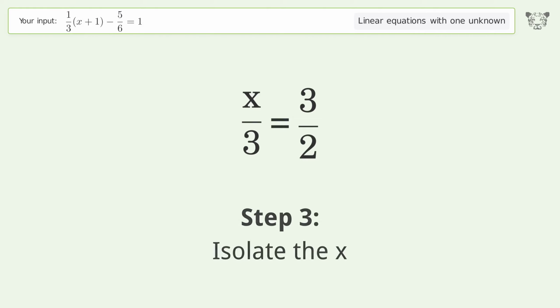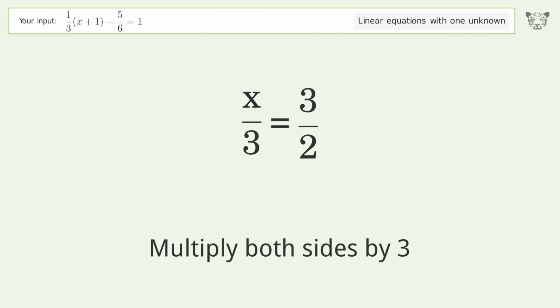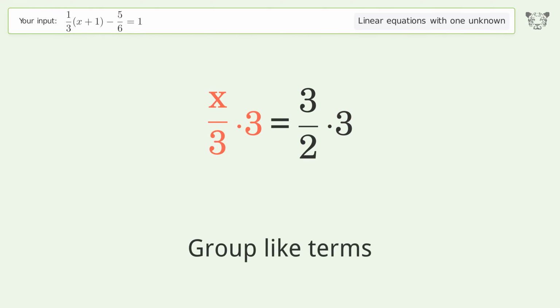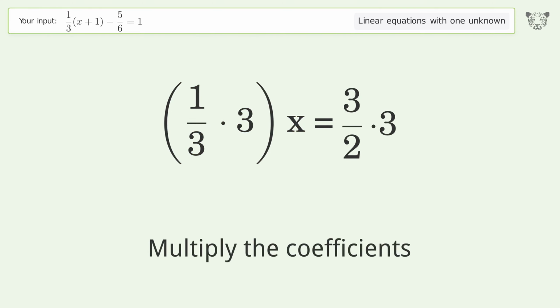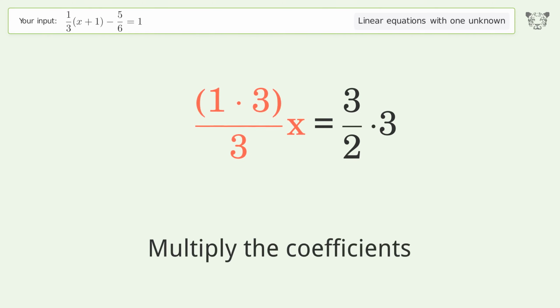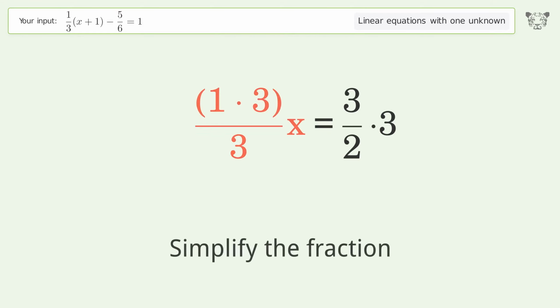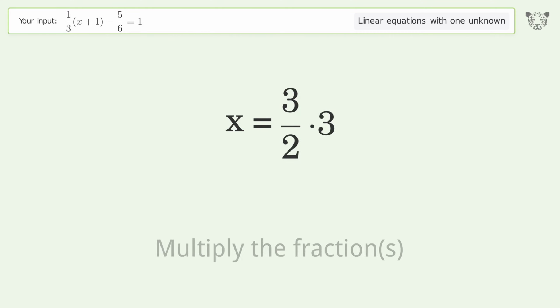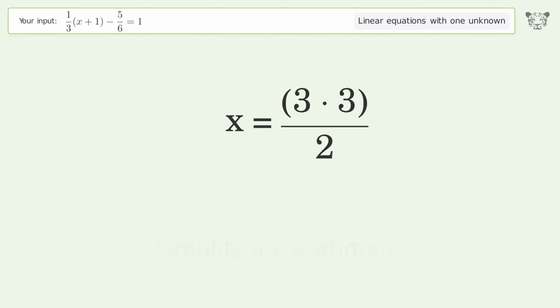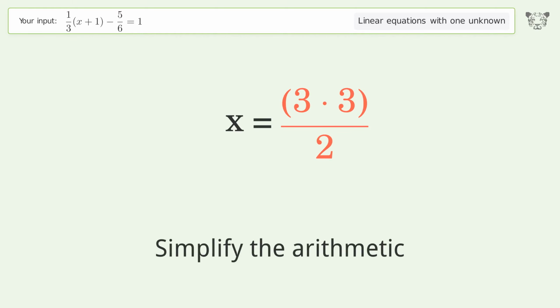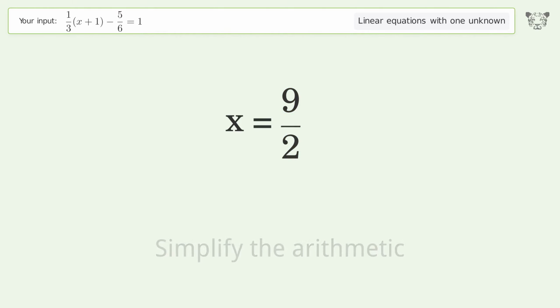Isolate the x. Multiply both sides by 3. Group like terms. Multiply the coefficients. Simplify the fraction. Multiply the fractions. Simplify the arithmetic. And so the final result is x equals 9/2.